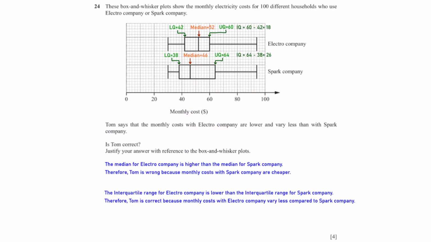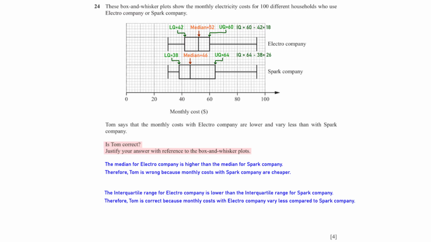These box and whisker plots show the monthly electricity cost for 100 different households who use Electro Company or Spark Company. Tom says that the monthly costs with Electro Company are lower and vary less than with Spark Company. Is Tom correct? Justify your answer with reference to the box and whisker plots.